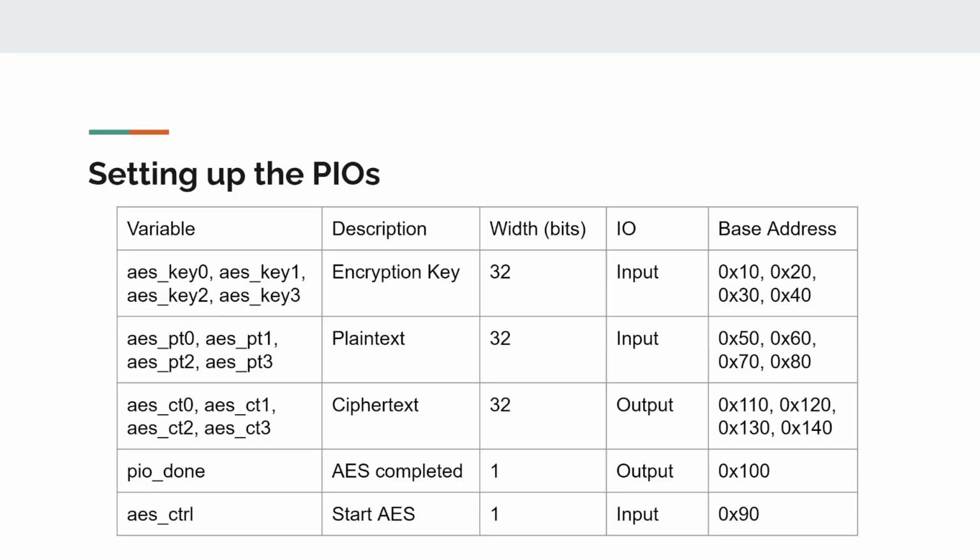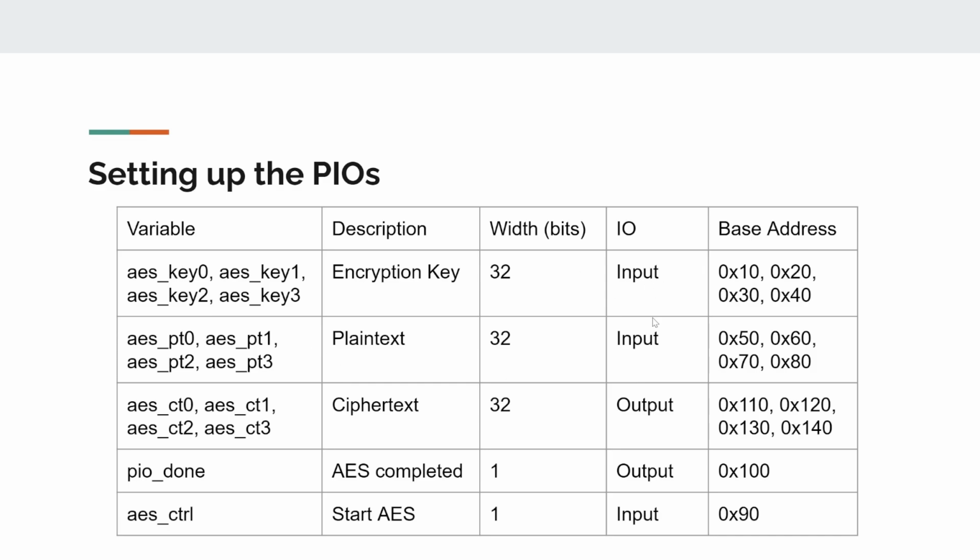Some of the PIO peripherals that we used include the encryption key that we had to make in the platform designer, the plaintext, and the ciphertext. We had to split it into four 32-bit segments since the max bit width of the PIO peripheral is only 32 bits. So that corresponds to key 0 all the way to key 3, and the same for plaintext and ciphertext.